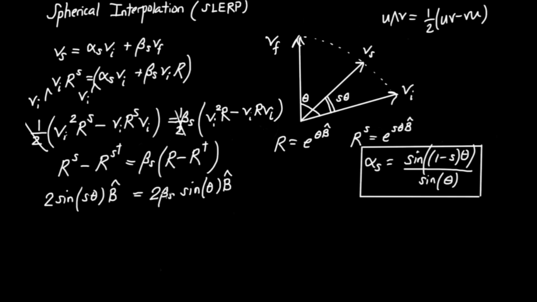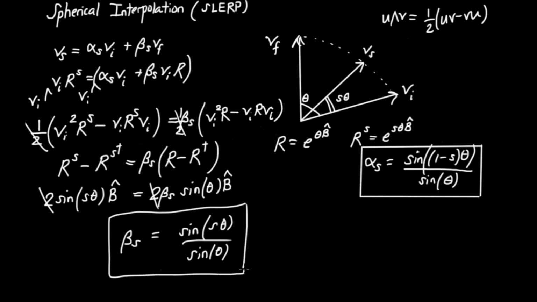Again, I'm looking to solve for beta sub s. Let me cancel out the 2's, and again equate those coefficients out front. So sine of s times theta is the same as beta sub s times sine theta, which means the formula for beta sub s is going to be sine of s theta divided by sine theta. So there you go. There's the coefficient that has to be in front of the final vector vf. So we have our two coefficients, the alpha sub s and the beta sub s.